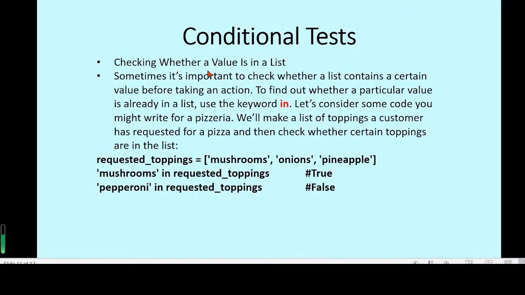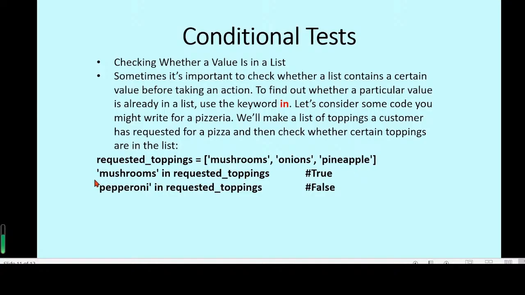And checking whether a value is in a list. Sometimes it's important to check whether a list contains a certain value before taking an action. To find out whether a particular value is already in a list, you can use the keyword in. So let's consider some code you might write for a pizzeria. We will make a list of toppings a customer has requested for pizza, and then check whether certain toppings are in the list. So this is requested toppings with 3 elements, a list.